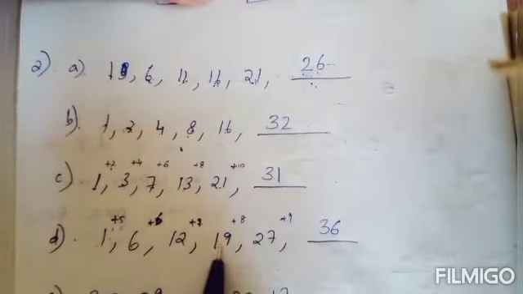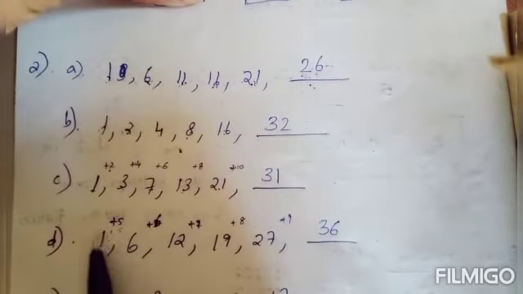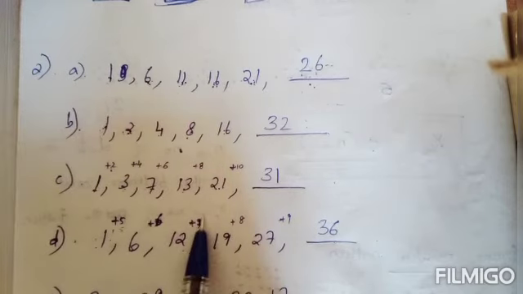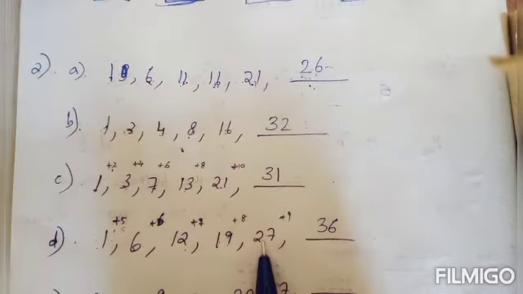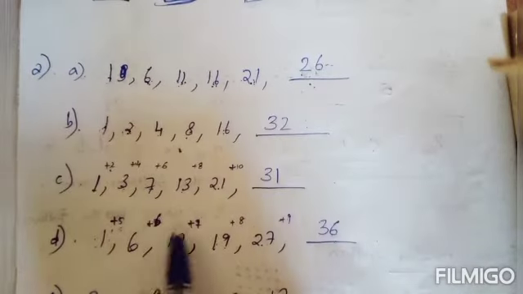Next D. 1, 6, 12, 19, 27. What will be the next number? So you can see here 1 plus 5 is 6. 6 plus 6 is 12. 12 plus 7 is 19. 19 plus 8 is 27. Next it will be 27 plus 9, 36. Okay, 5, 6, 7, 8.